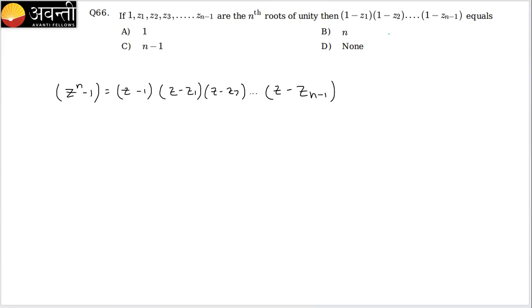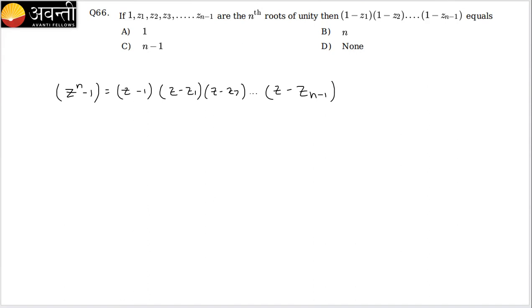It is similar to the quadratic video. If you remember, if alpha and beta are roots of the quadratic equation, then I can write x square minus 1 as x minus alpha into x minus beta. Similar to this, I hope you are getting it. Or basically x minus 1 into x plus 1, where we know the roots.